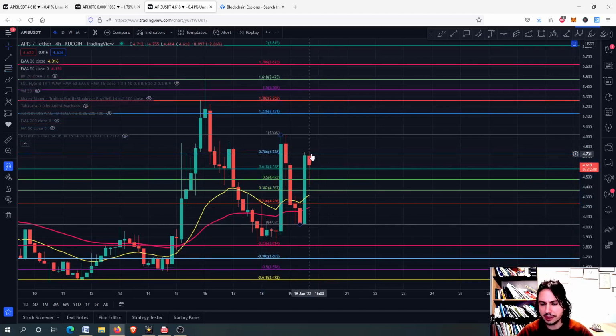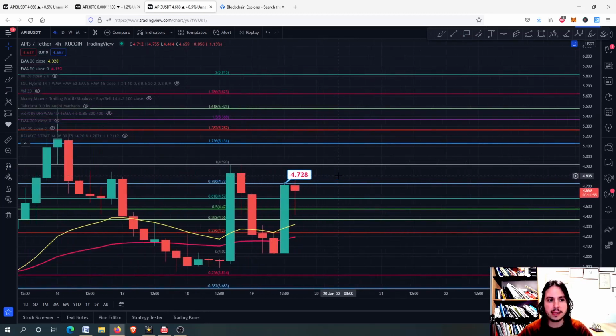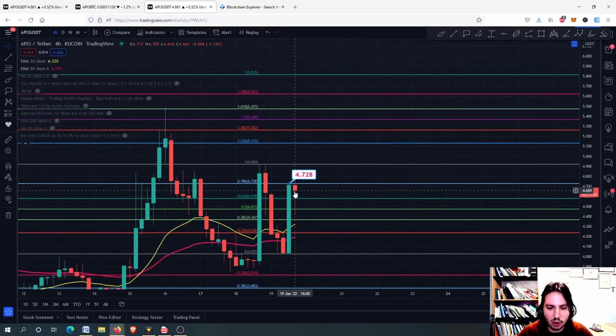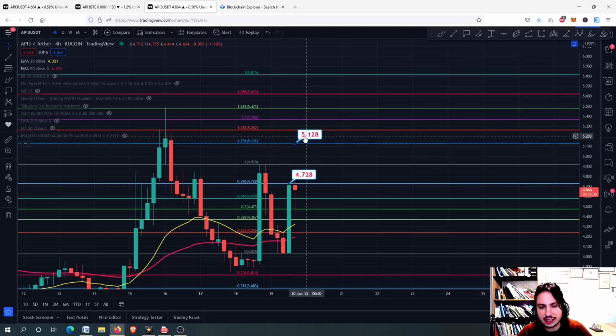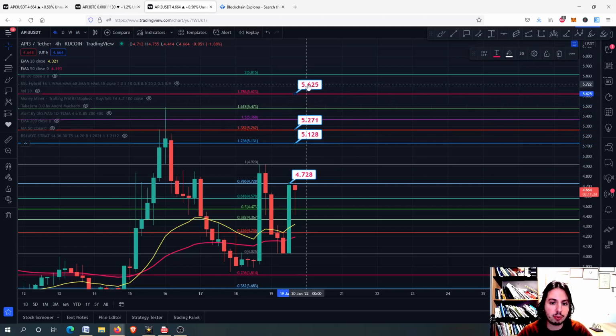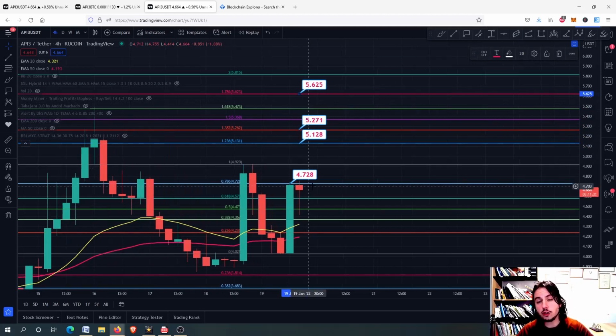The reason we found sell pressure is this line right here, the 0.786, which is the 4.728 for API3. You can see that we are having right now a little bit of a buying pressure, but we have to close first above this line. If we can manage to do that, then we can go for sure towards the next price target, which is the 5.13, the 5.26, and maybe the 5.62. However, we have to close above.